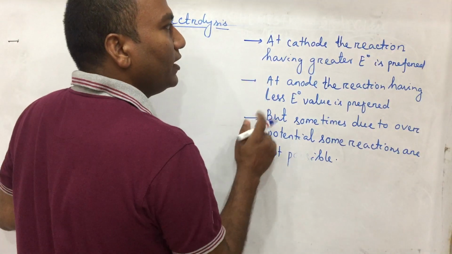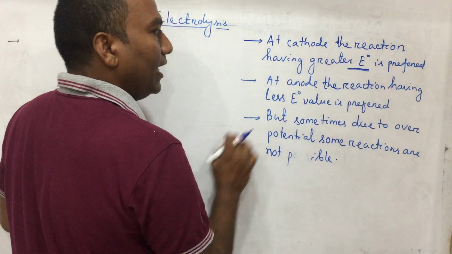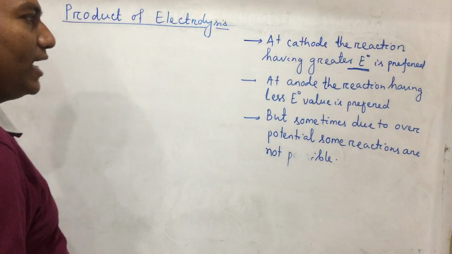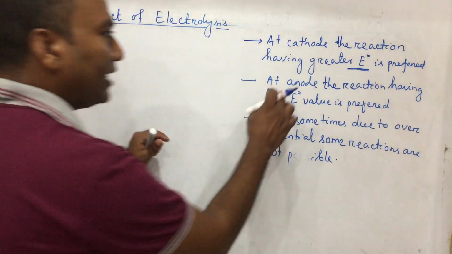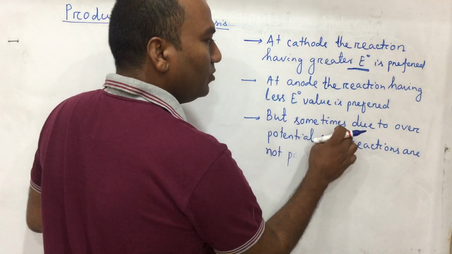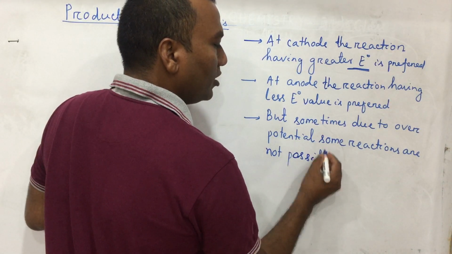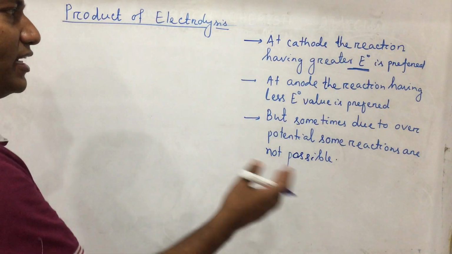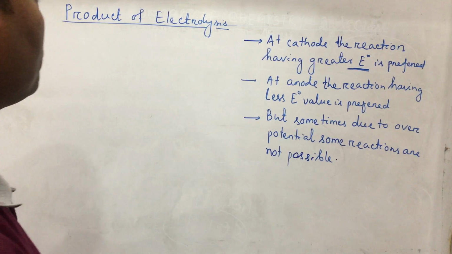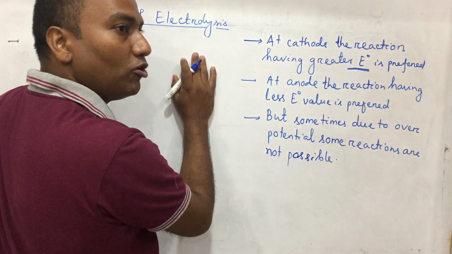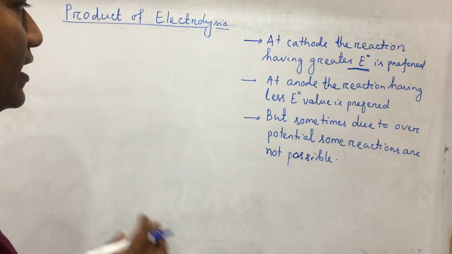So at cathode the reaction having greater reduction potential value is preferred, and similarly at anode the reaction having less reduction potential value is preferred. But at anode sometimes, due to overpotential, some reactions are not possible. This can be easily understood by taking one example. These are examples of electrolytic cells.